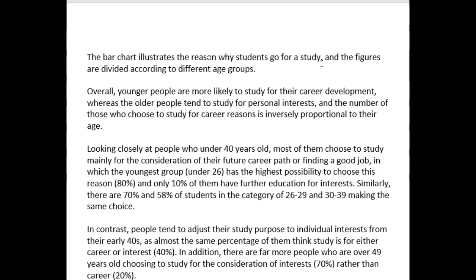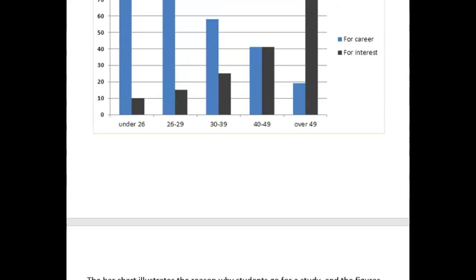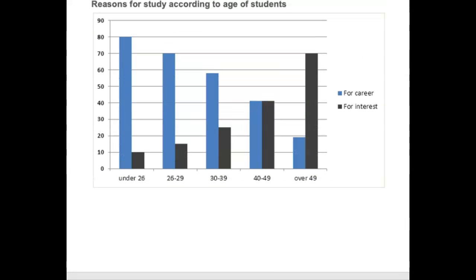Okay. Overall, younger people are more likely to study for their career development, whereas older people tend to study for personal interests, and the number of those who choose to study for career reasons is inversely proportional to their age. That's lovely. It's always exciting for me to see expressions like inversely proportional. It's absolutely appropriate here. I really liked it. It was the best way you could have expressed this. Good.